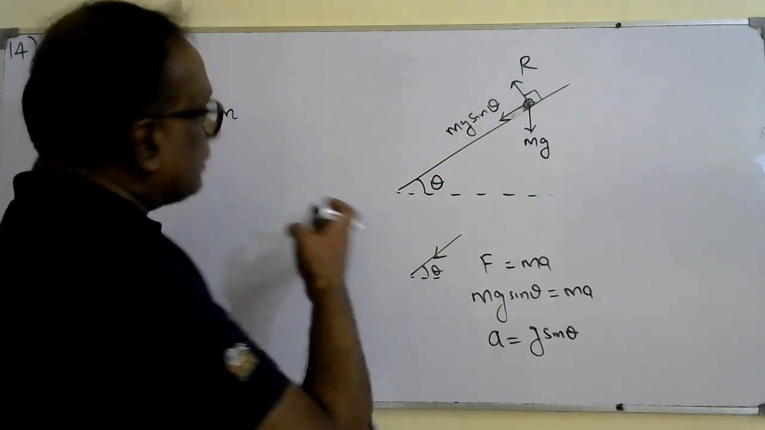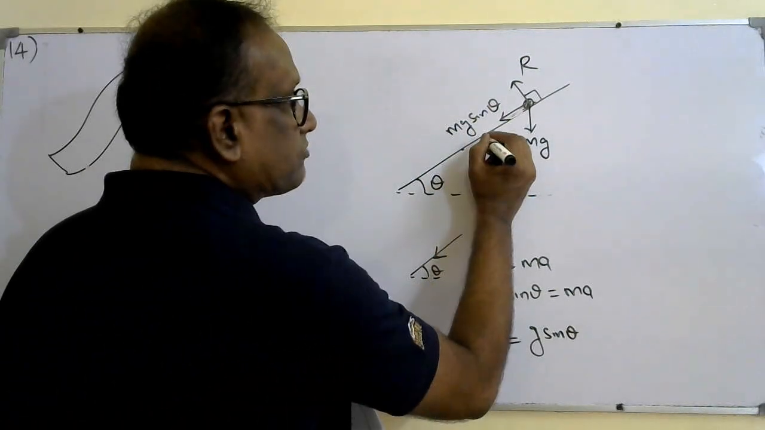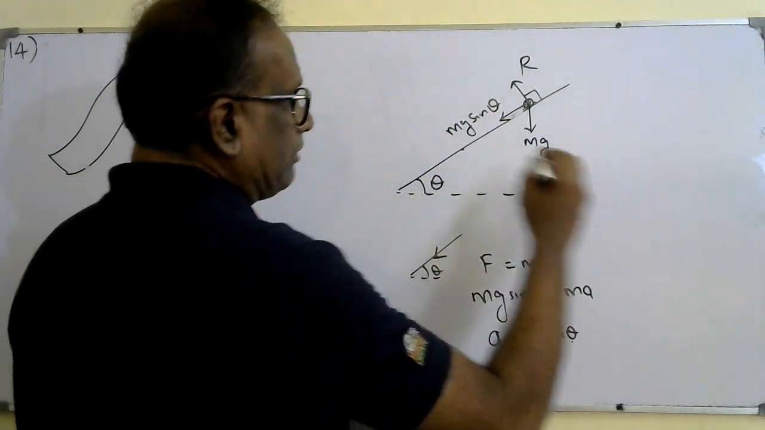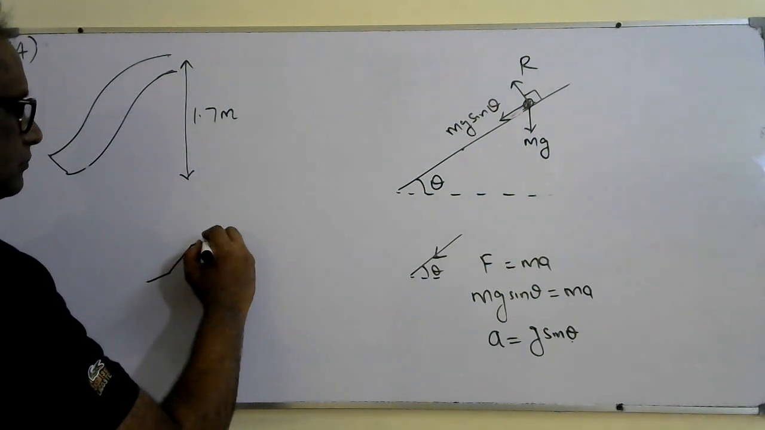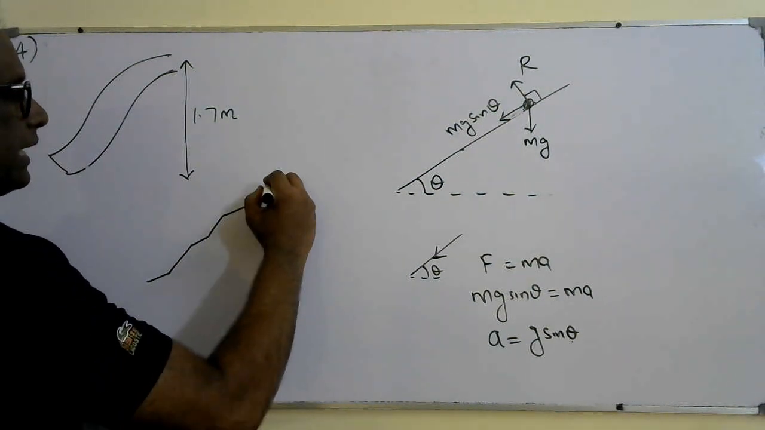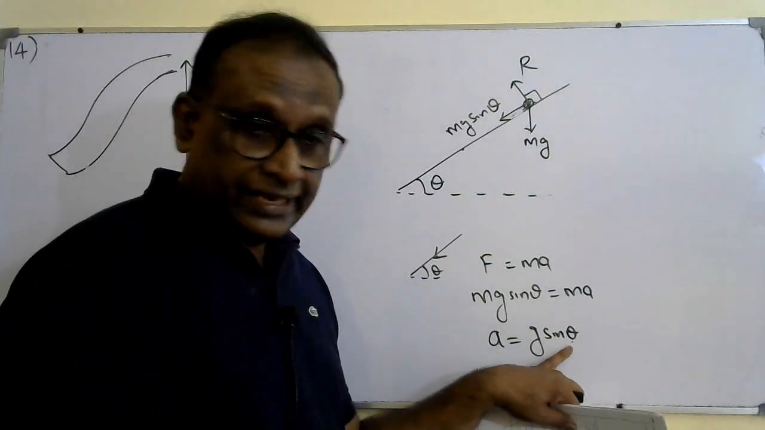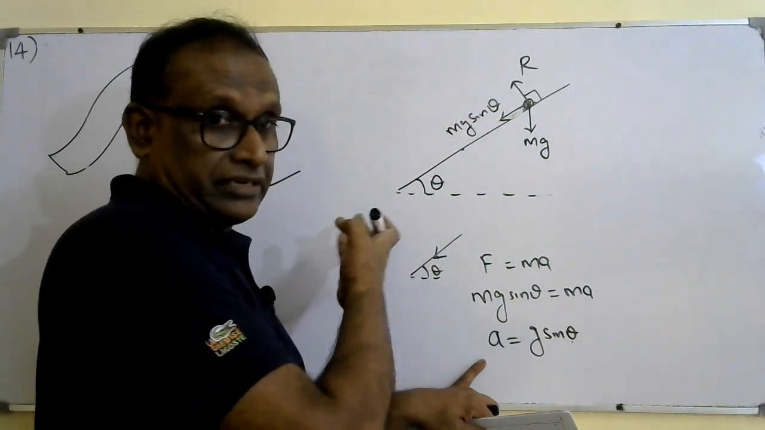Determine. Okay, so the diagram is clear. It's not a straight line. So if the angle of slope varies at different points, the theta varies. Say for example, if it is something like this way, the slope is something like this. If the angle of slope varies, then what will happen? Theta will vary. When the theta varies, acceleration will be different at different points.